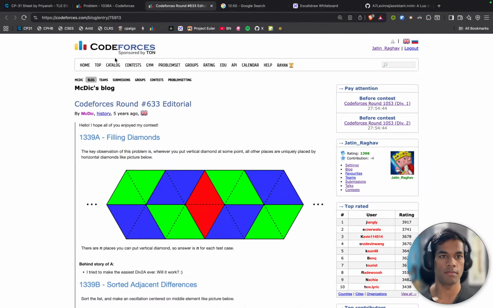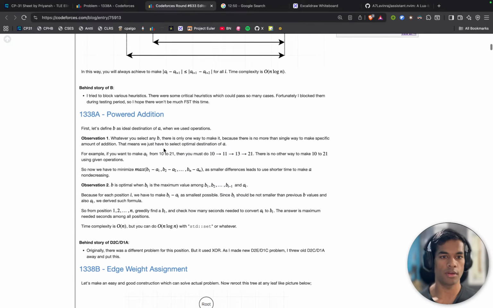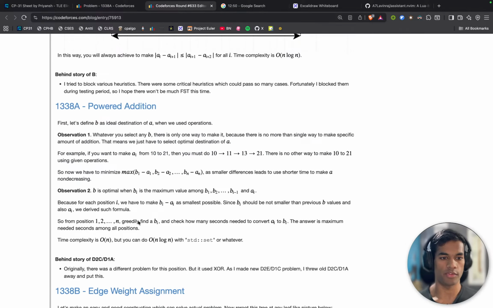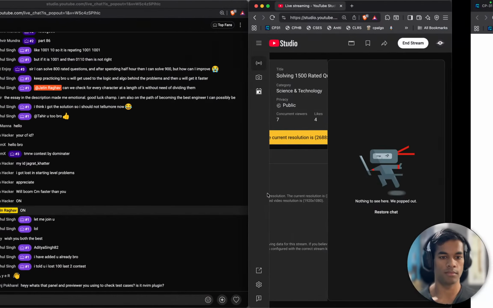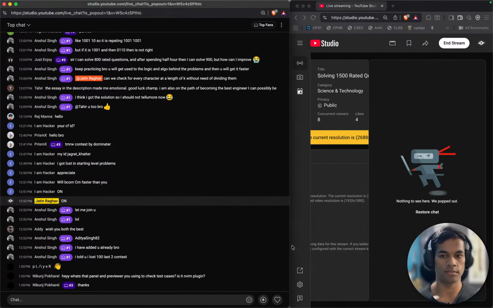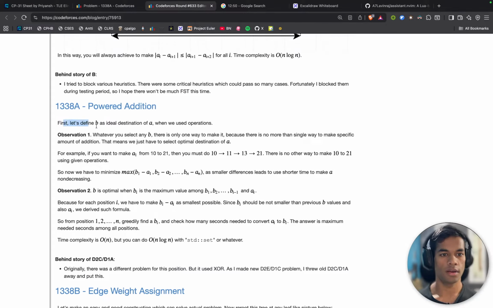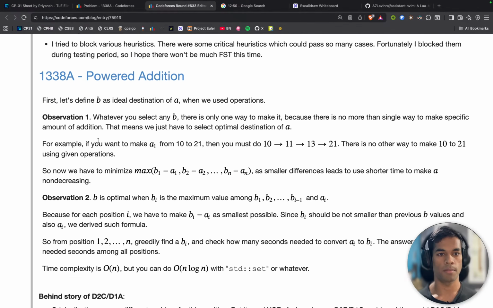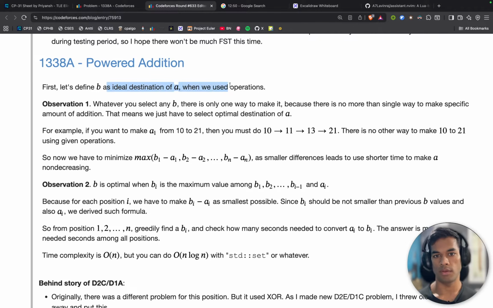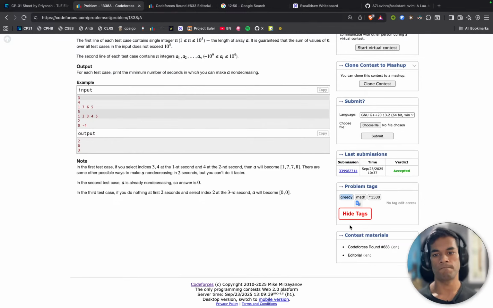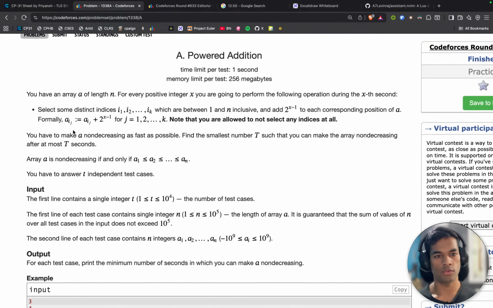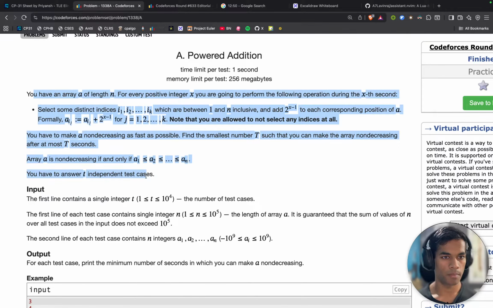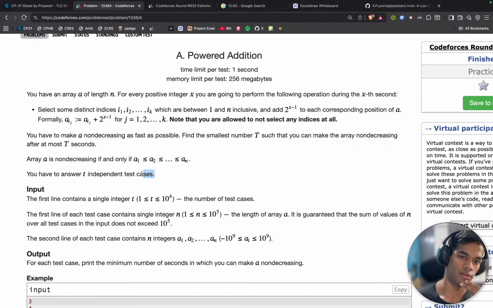This one is A. This is not the A we are looking for. Power addition. Observation one. Let's define B as the ideal destination of A where we used operations. This thing said greedy. That makes sense, but why was I stupid enough? I was not able to say greedy when I was predicting the tags, and that is not good. I should have been able to say that this thing is greedy.